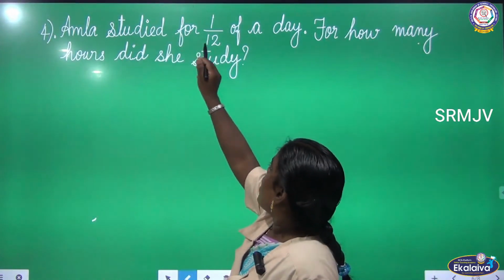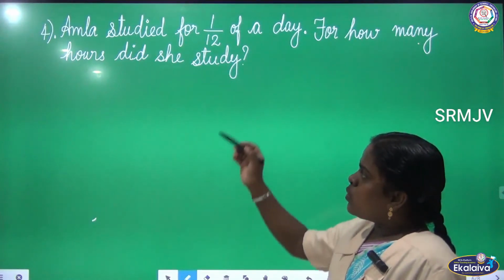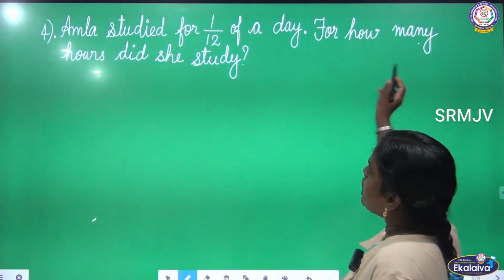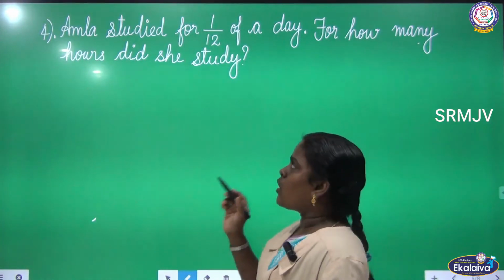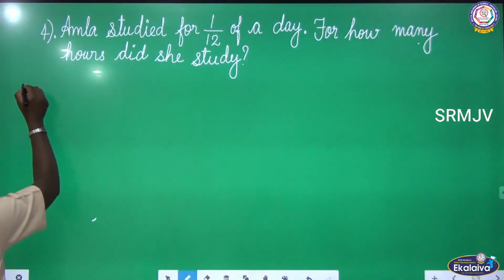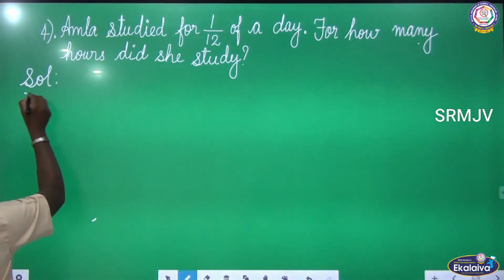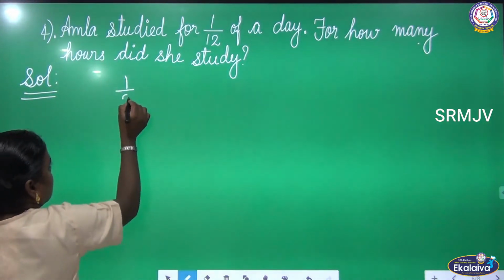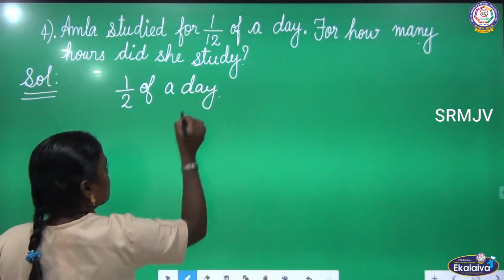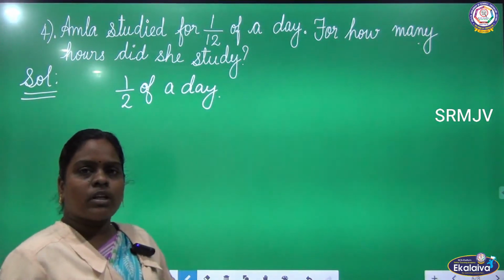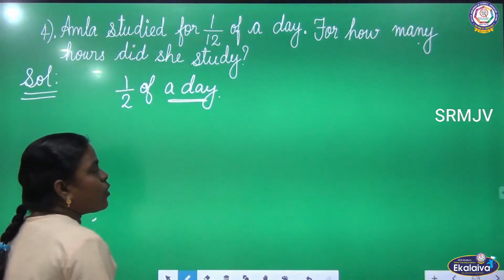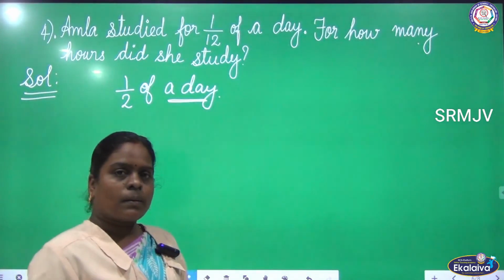Amla studied for 1 by 2 of a day. For how many hours did she study? We want to find out the number of hours she studied in a day. Let us write the given thing. She studied for 1 by 2 of a day. Okay, we have a fraction. What about the number? Yes, a day. Do you know how many hours there are in a day?